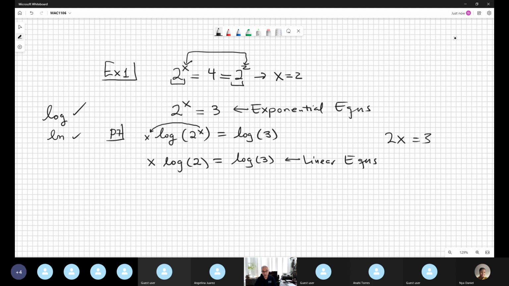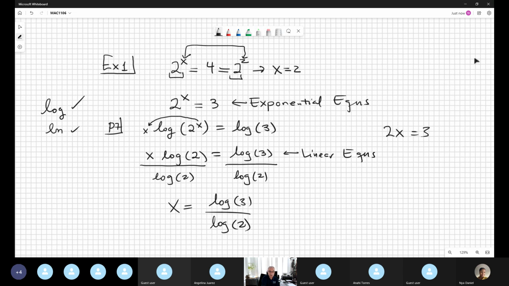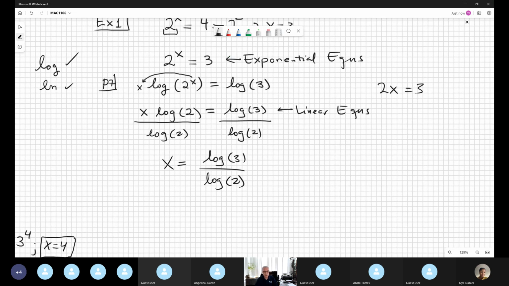Linear equation, easy, like for example 2x equals 3. Absolutely, it's not 2 and 3, it's logarithm of 2 and logarithm of 3, but these are numbers that we can put in the calculator if you want. So the easy way is you divide both sides by logarithm of 2. And my final answer is the logarithm, common base, of 3 divided by logarithm of 2.